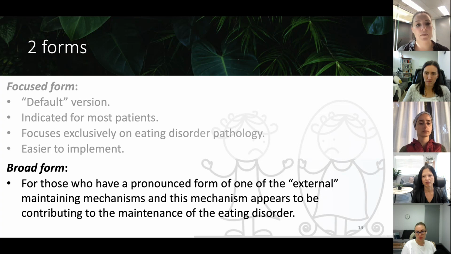So the manual says that all patients should start with the focused form, irrespective of whether or not those additional factors, perfectionism, core low self-esteem, or interpersonal problems, are evident from the outset, and that the decision to move from focused to broad should only be made as part of the stage 2 review, when it's become really evident that one of those additional factors is severely getting in the way of treatment.